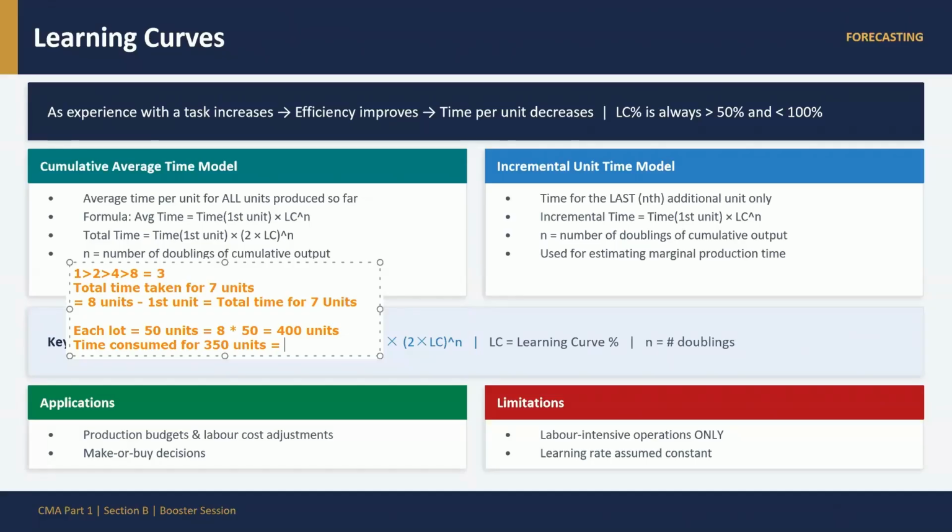Any doubts with learning curve calculations? Okay. And guys, one more thing you have to remember is that the learning curve should always be taken in decimals. And when you multiply it with 2, again, make sure the learning curve you're taking is in decimals. Practice as many questions as possible. You should be able to understand what is required and how to find the logic of the calculation.